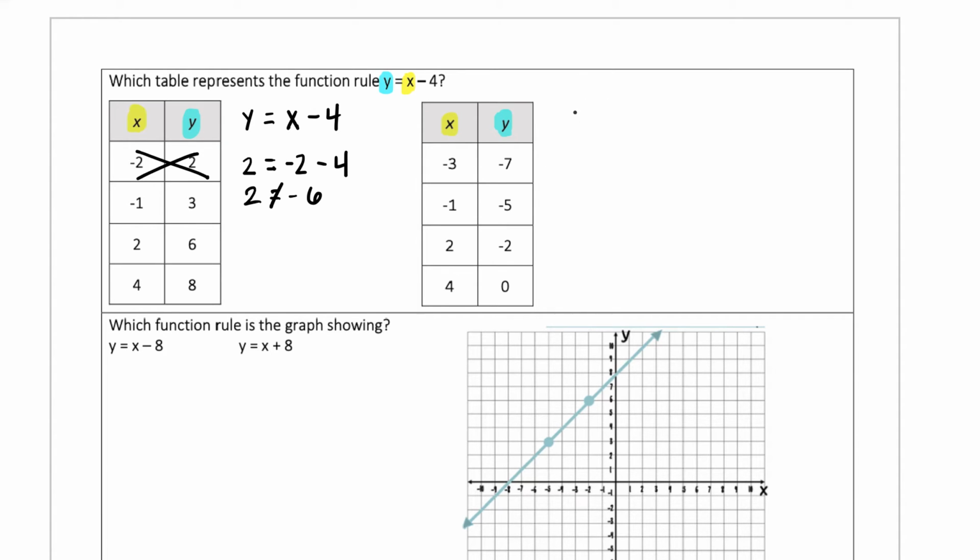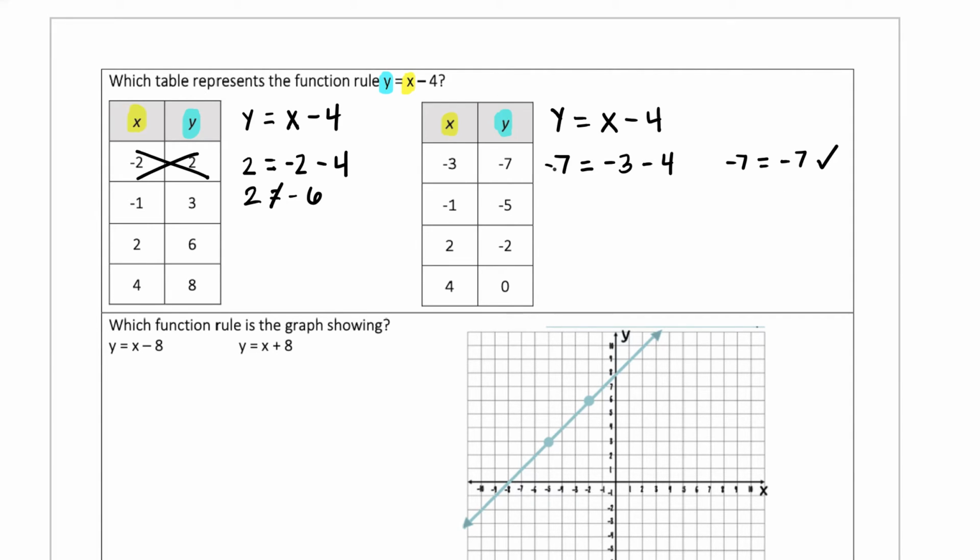Let's test out the next one. So the rule that we want it to work as is y equals x minus 4. The y value I'm given first is -7. That should equal my x value of -3 minus 4. -3 minus 4 is -7. And since -7 equals -7, then I know that that row worked.